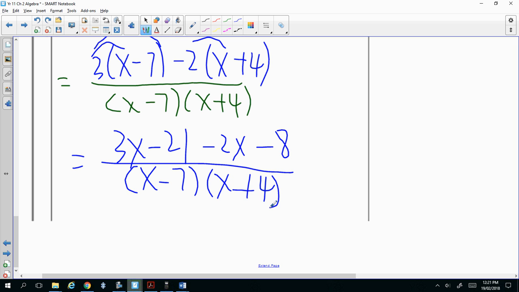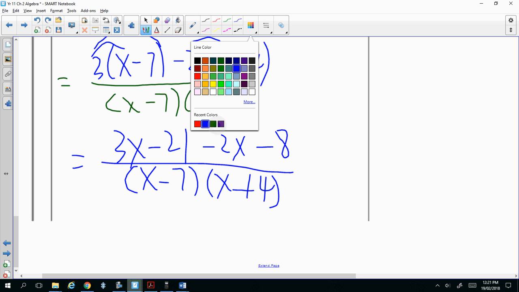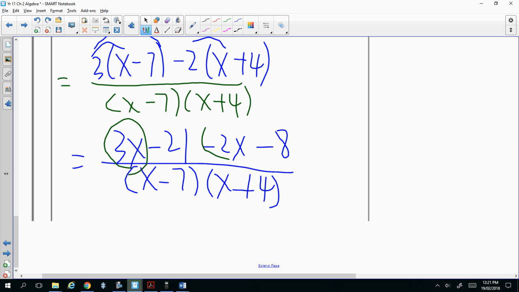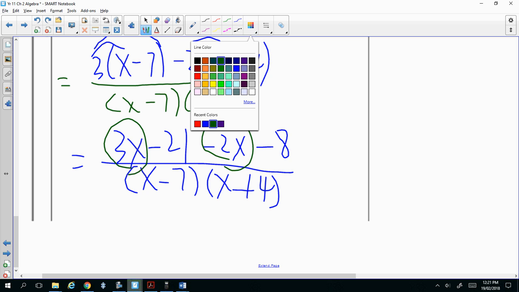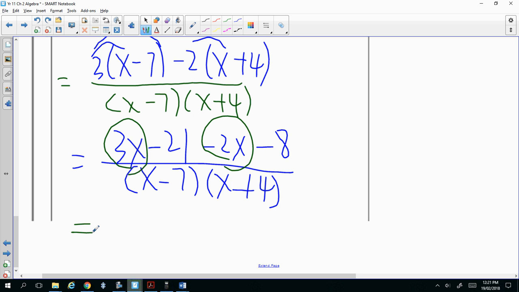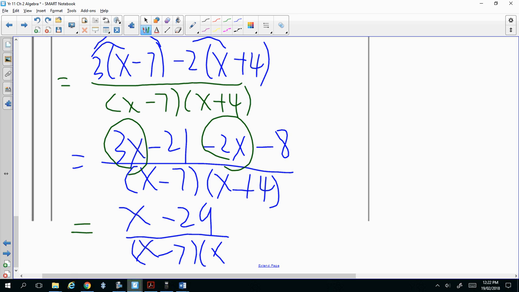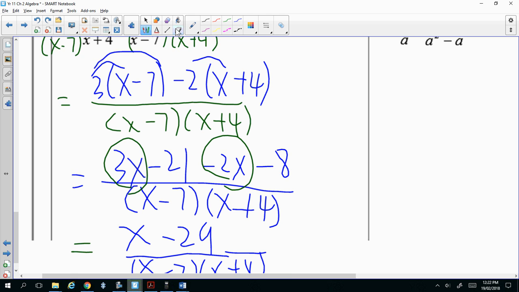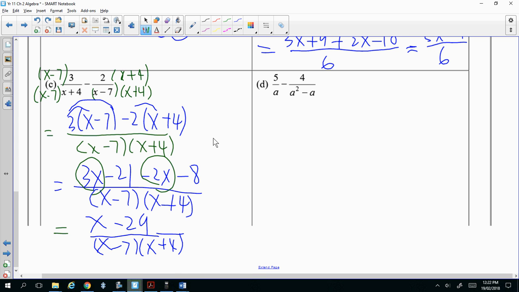So now you can collect like terms, 3x minus 2x. That will get you x. So it will be x, and then negative 21 minus 8 is negative 29 over this denominator. All right, question.